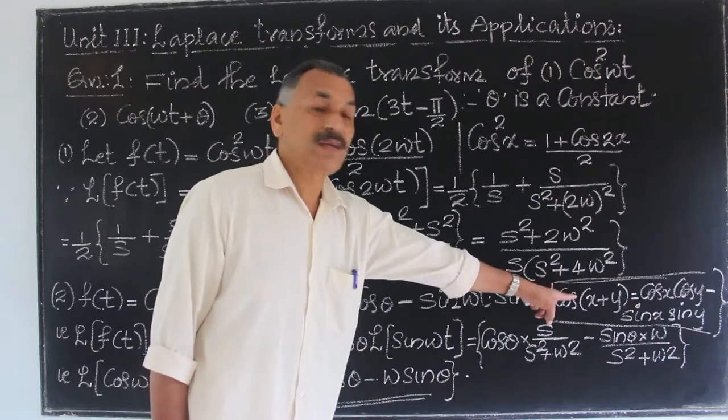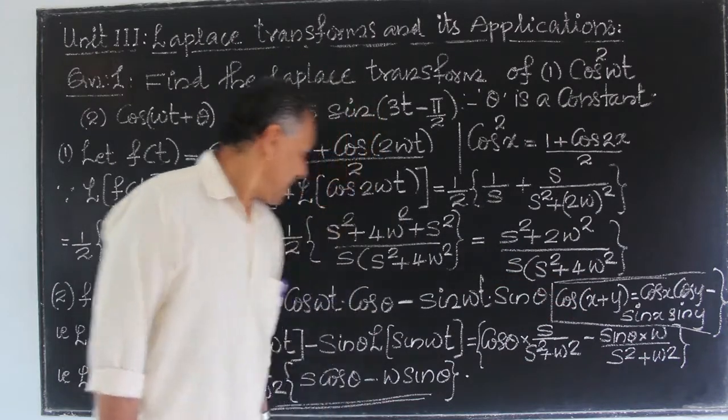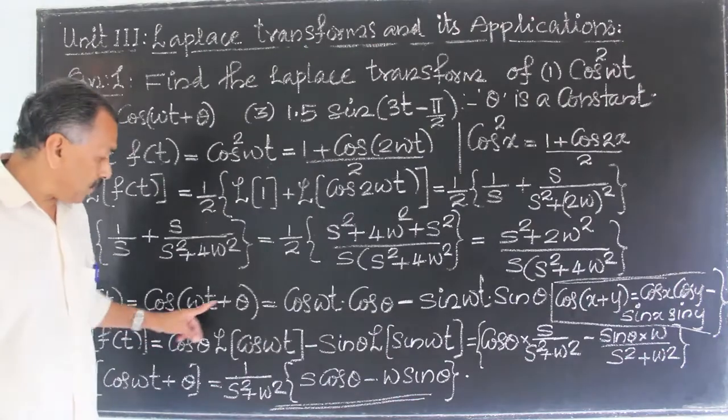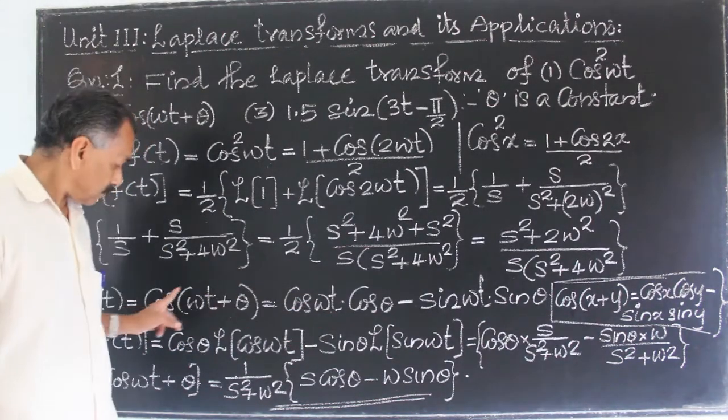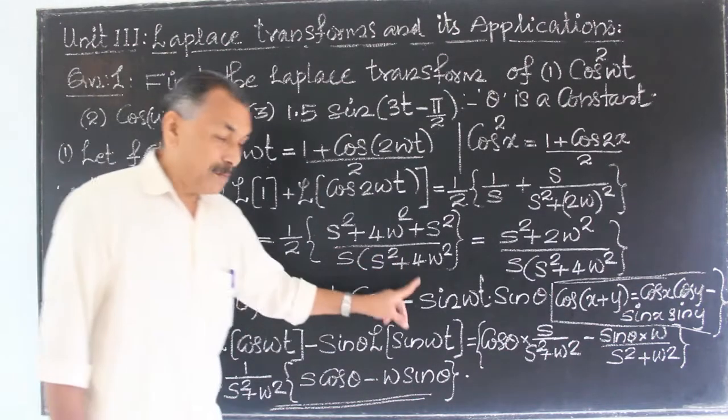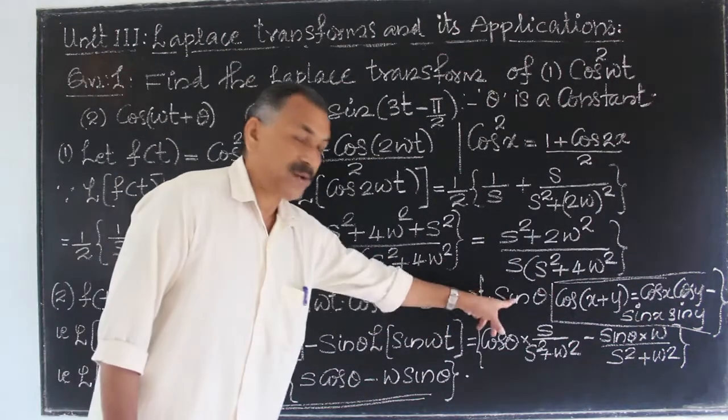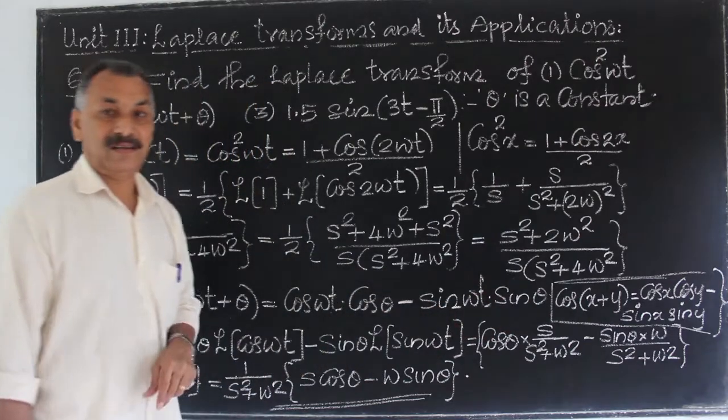Then cos(x + y) = cos x cos y. That is, this is in the form cos of x plus y. That is cos x cos omega t cos theta minus sin x sin y, sin omega t sin theta.